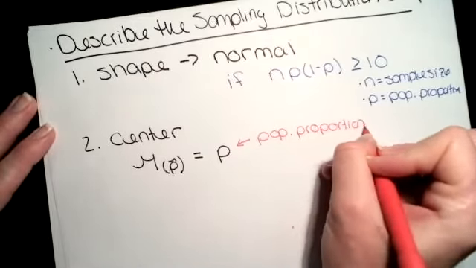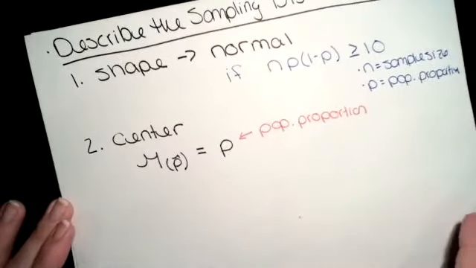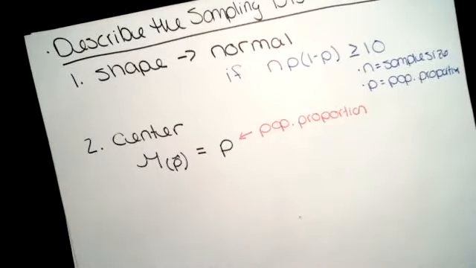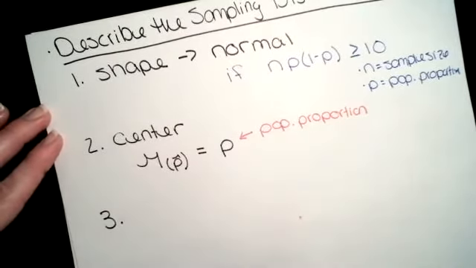It gets a little confusing. We're talking about population proportion, sample proportion. We've got a lot of P's going on here. But like I said, we'll get used to it because we're going to work with these the rest of the semester. We're going to continue with this stuff.